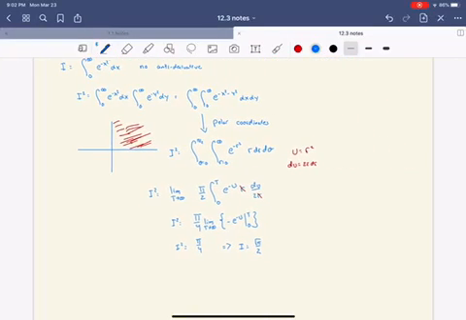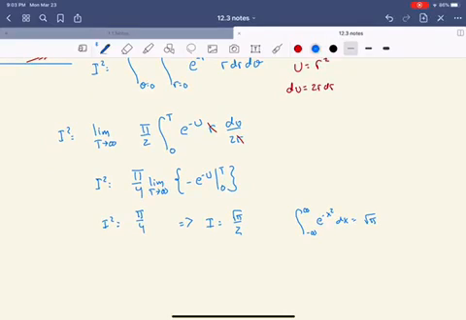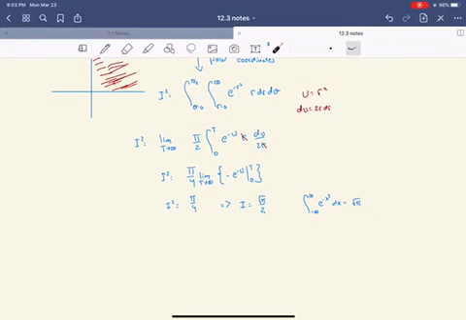Okay? And you can also find then that if you take the integral from negative infinity to infinity of e to the negative x squared dx, that's going to be root pi. Same argument, okay? Same argument. It's just the angles over here will be different. It'll be from 0 to 2 pi.